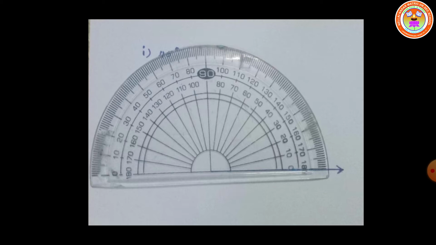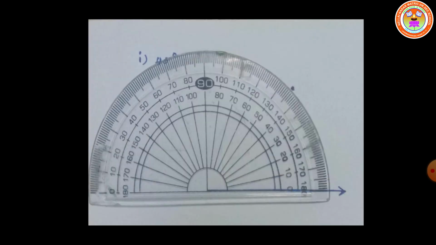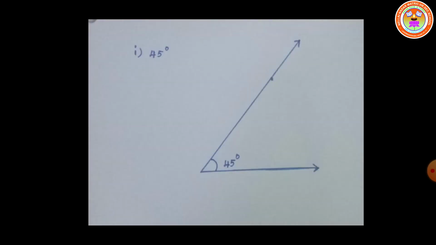For this, first you see where the 0 degree comes along the base ray in the inner scale reading. So we have to measure the angle in the inner scale reading. In the inner scale reading, the angle 45 degree comes in between 40 and 50 degrees. So mark that 45 degree, then remove the protractor and join those points by a ray.